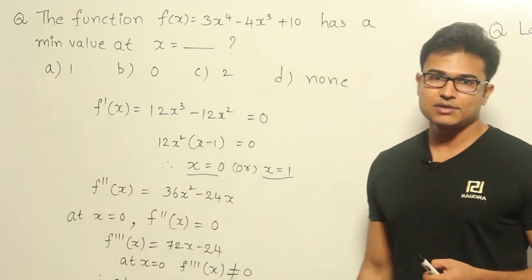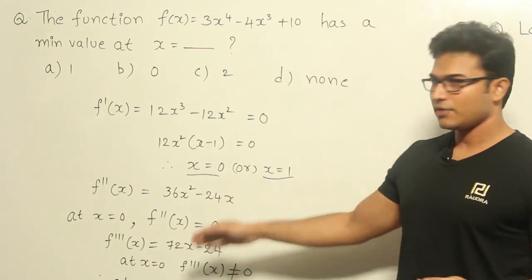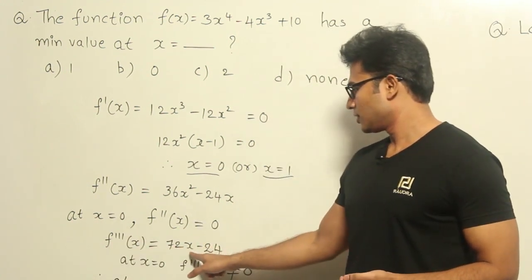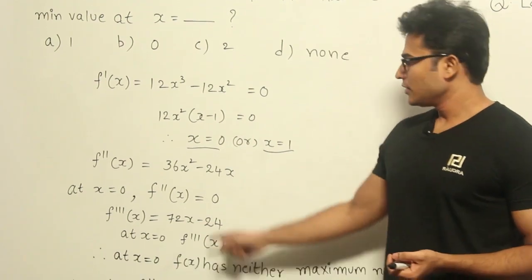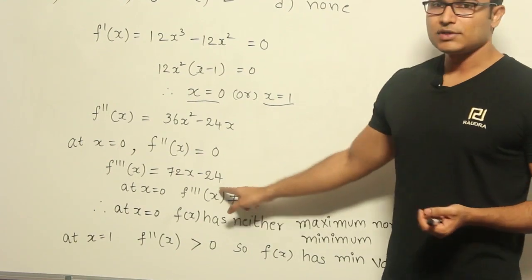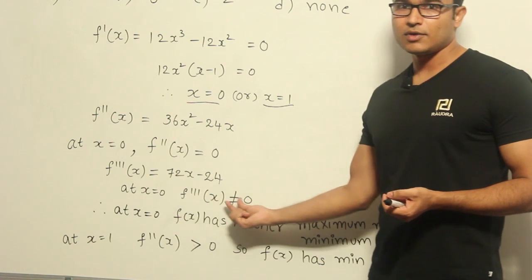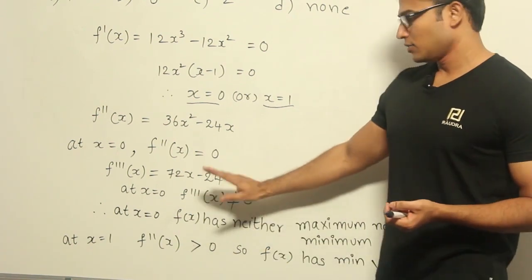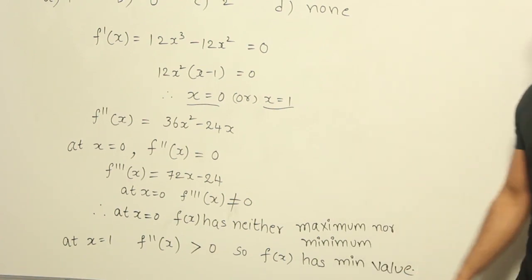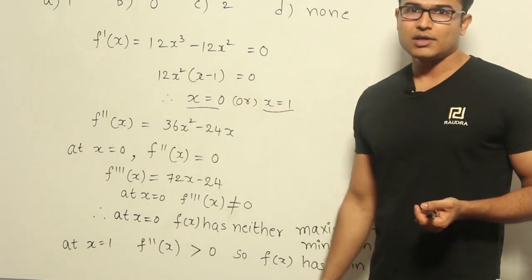So whenever f double dash x is equal to 0, we will not be able to decide anything. We have to go to f triple dash, right? So third derivative of x is 72x minus 24. Now in the third derivative, when I substitute x equal to 0, I get a number which is not equal to 0. So whenever at the odd derivatives you get a number which is not equal to 0, then you have to stop there and say that this point can neither be minimum nor maximum, right? So the point x equal to 0 is a saddle point or inflection point.